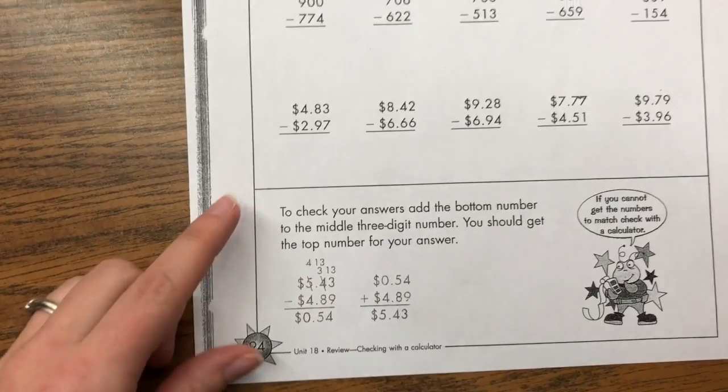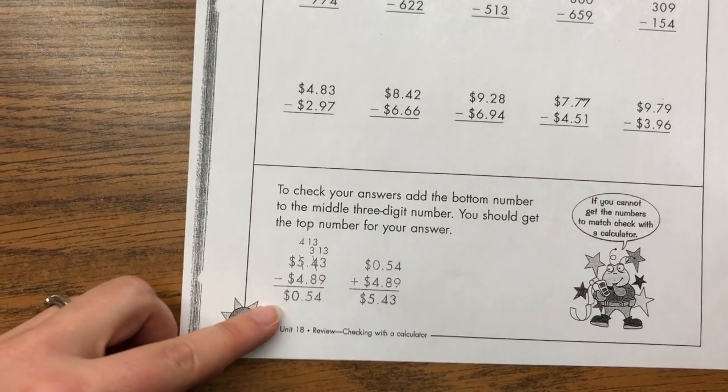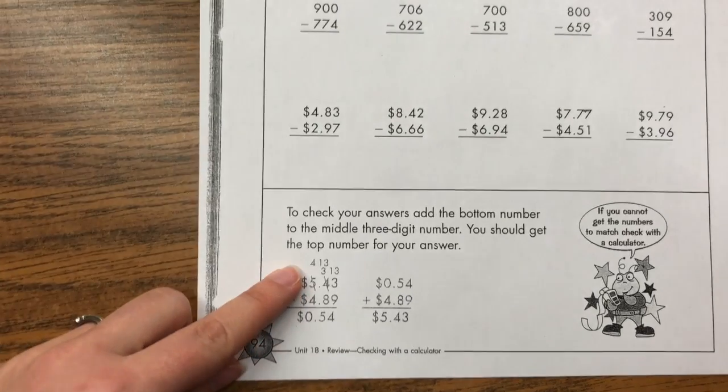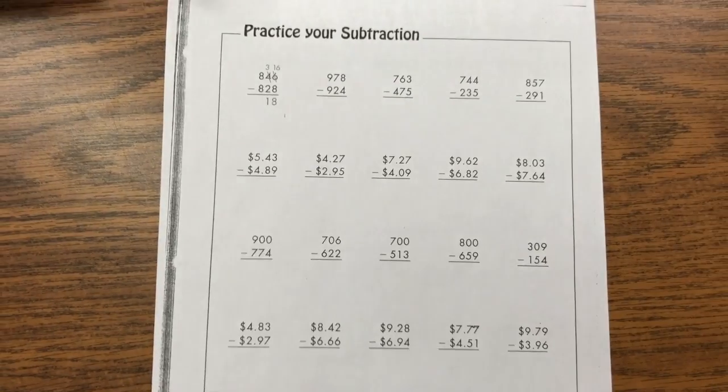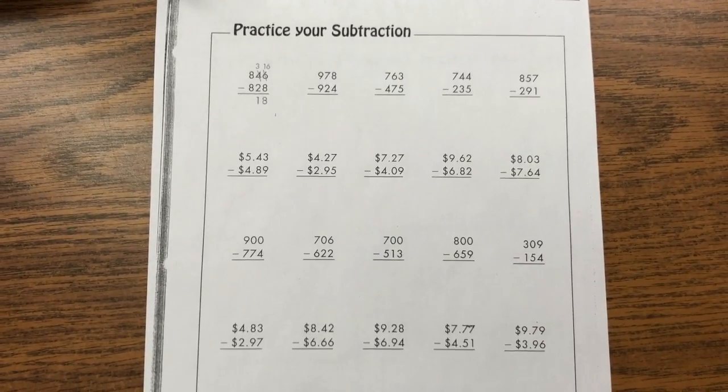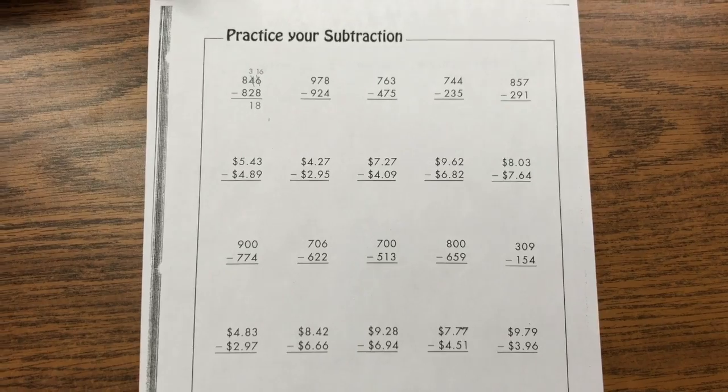And then at the bottom, it just reminds you that if you're trying to check your answers, you can add your answer with the bottom number. It should equal the top number, okay? You don't have to go through and check all of your answers today, but you can if you are bored and you can if you just want to make sure you did things correctly.